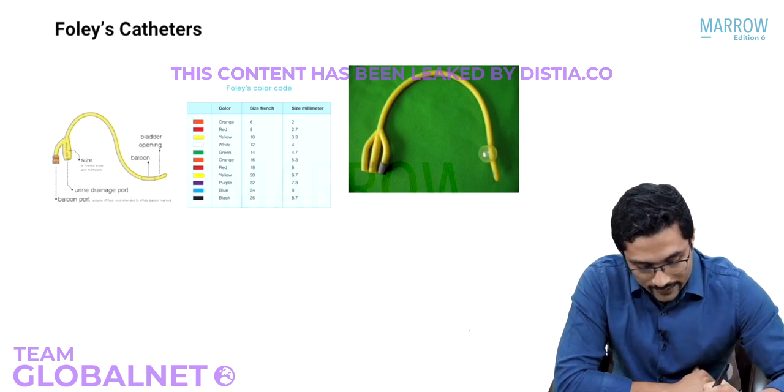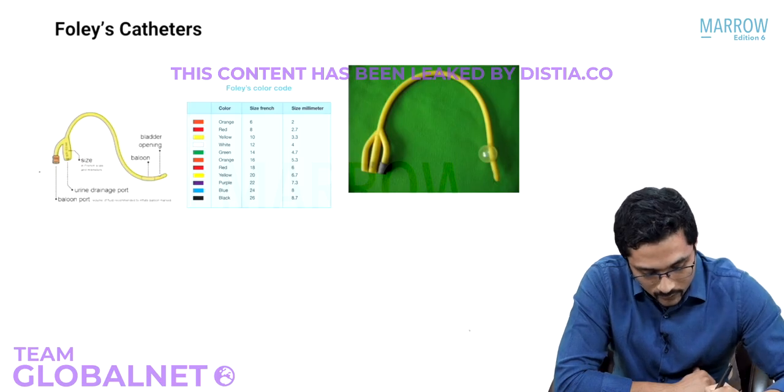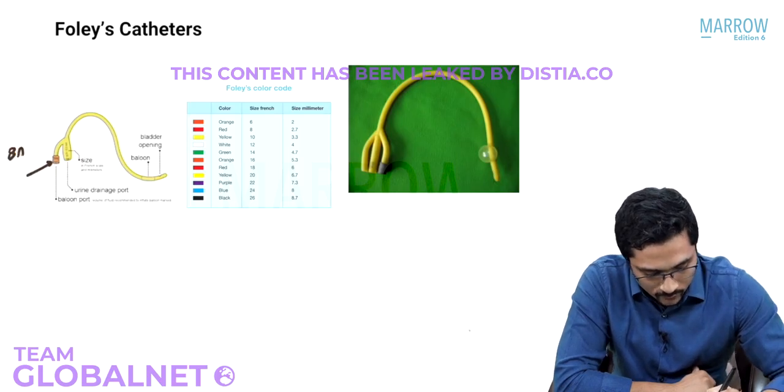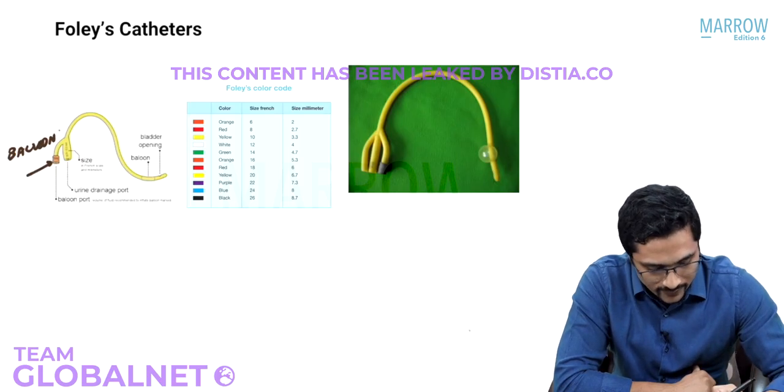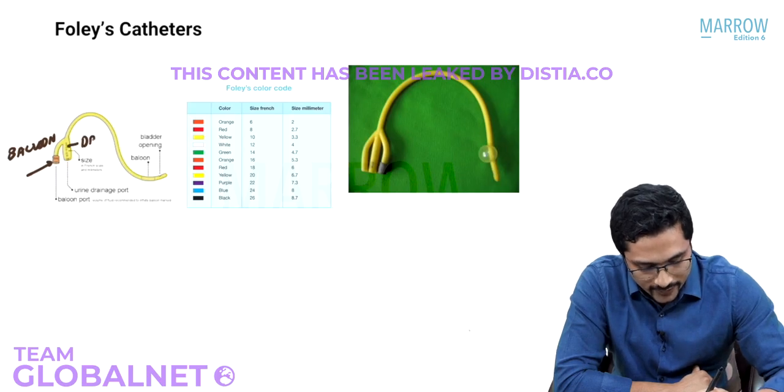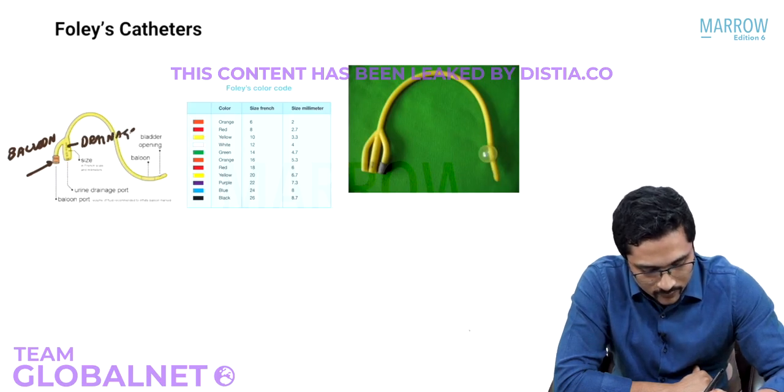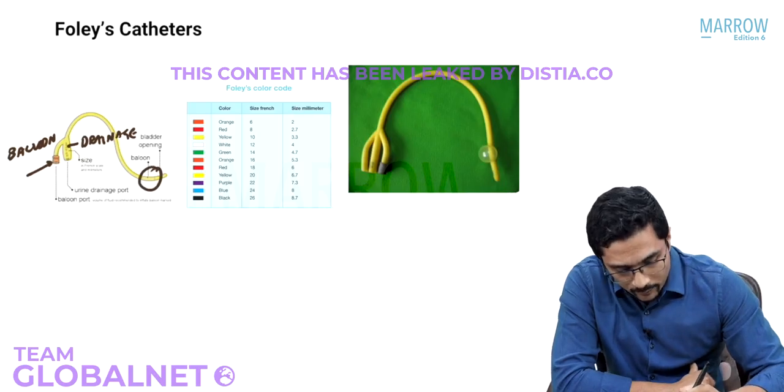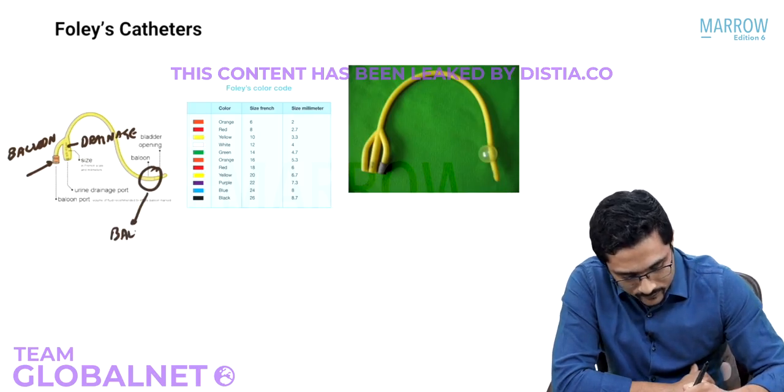You know that the Foley's catheter is going to have a balloon port. This is going to be your balloon port from where you inflate the balloon. This is the urine drainage port from where the urine comes out. And you have a balloon here as well.